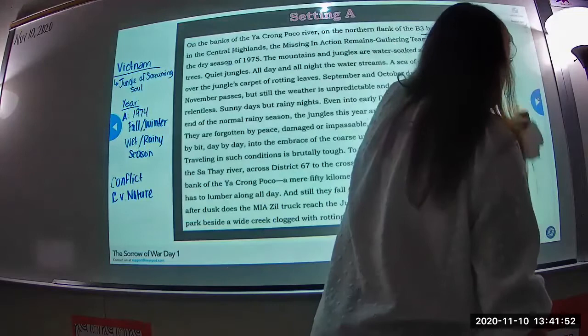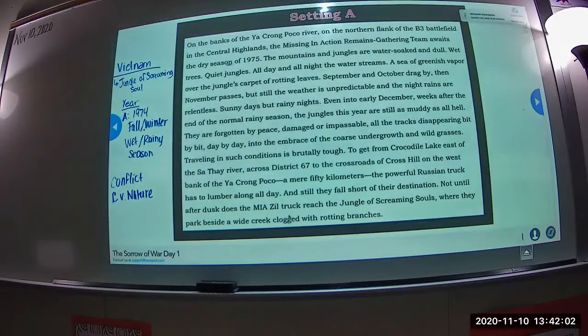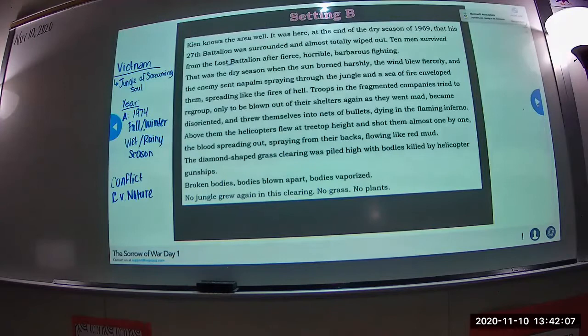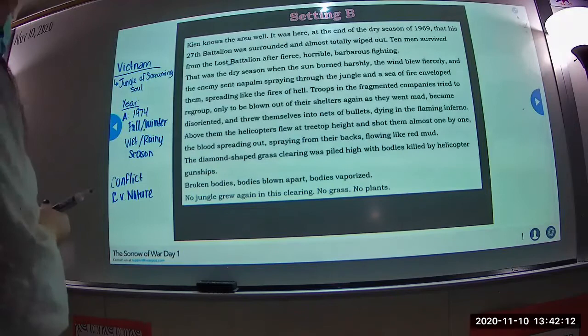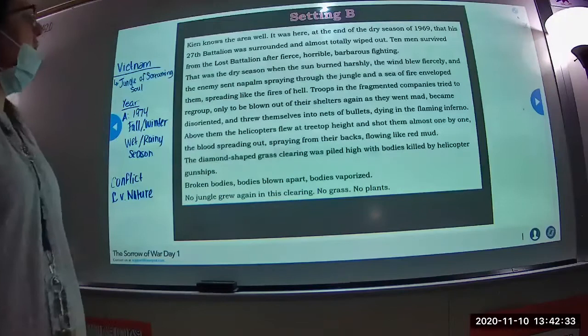Okay. Now let's take a look at setting B. Kine knows the area well. It was here at the end of the dry season in 1969 that his 27th Battalion was surrounded and almost totally wiped out. Ten men survived from the Lost Battalion after fierce, horrible, barbarous fighting. That was the dry season when the sun burned harshly, the wind blew fiercely, and the enemy set napalm spraying through the jungles, and a sea of fire enveloped everything, spreading like the fires of hell.